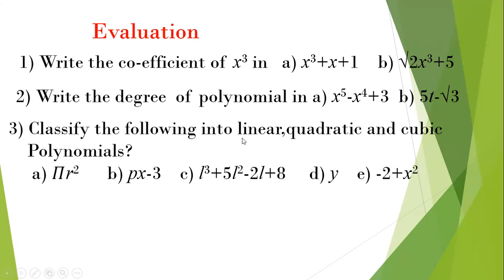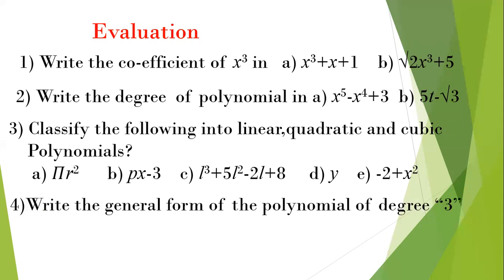The third question, classify the following into linear, quadratic, and cubic polynomials. I already explained that the polynomials are classified with respect to their degree. So pi r square, px minus 3, L cube minus 5L square minus 2L plus 8. Next, y minus 2 plus x square. You just classify them according to their degree, which is a linear polynomial, which is quadratic, and which is cubic polynomial.